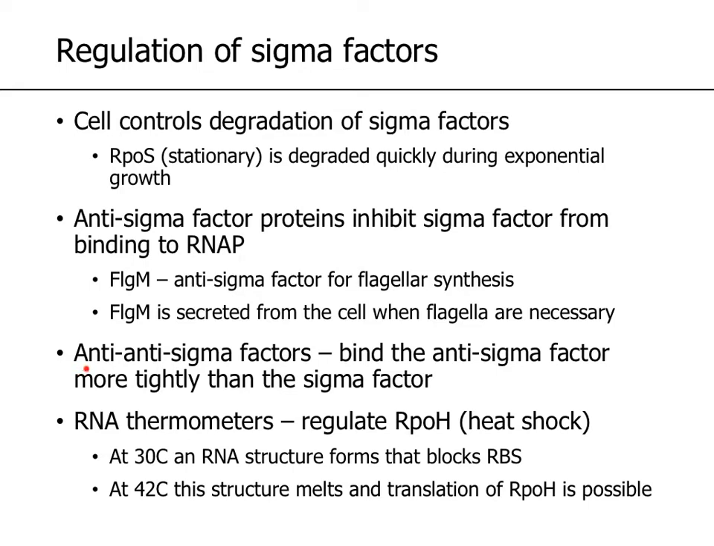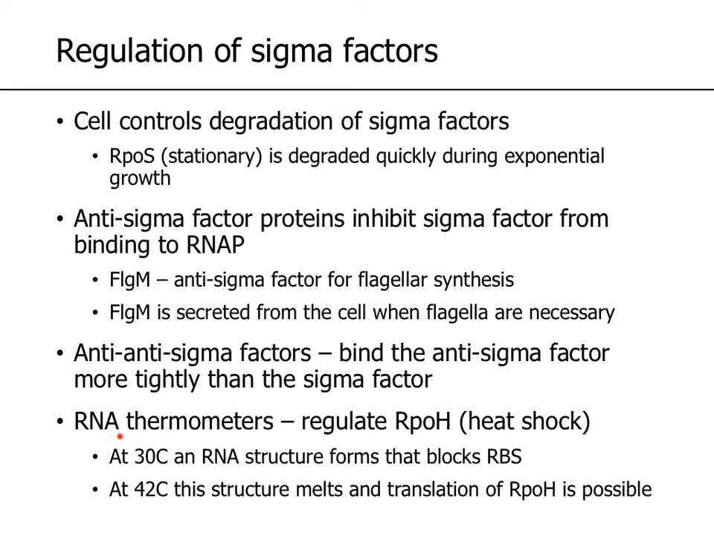And then there are anti-anti-sigma factors. Again, we're adding more things onto the regulation. These bind up the anti-sigma factors, and the binding between the anti-anti-sigma factor and the anti-sigma factor is tighter than the binding of the anti-sigma factor to the sigma factor. So it's going to want to bind the anti-sigma factor, and that will essentially decrease that concentration and free up the sigma factors themselves.